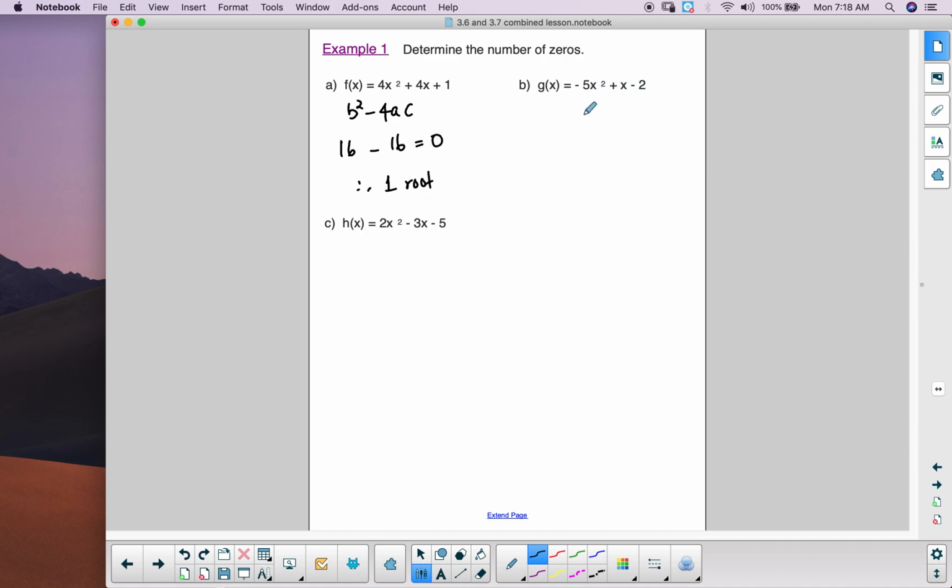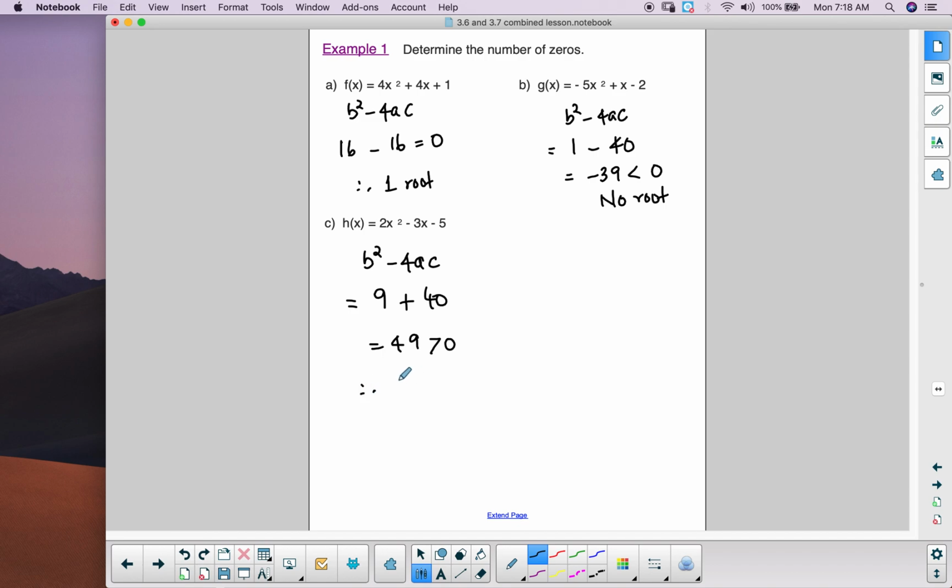Negative 5x squared plus 6x minus 2. B squared minus 4ac: b squared is 1, so it's 1 minus 40, which is negative 39. Negative 39 is a value less than 0, so there are no roots or no solutions. And this one here, again in standard form, let's find the discriminant. B squared minus 4ac equals 9 plus 40, so you get 49, which is greater than 0. So therefore, there are two roots or two solutions.